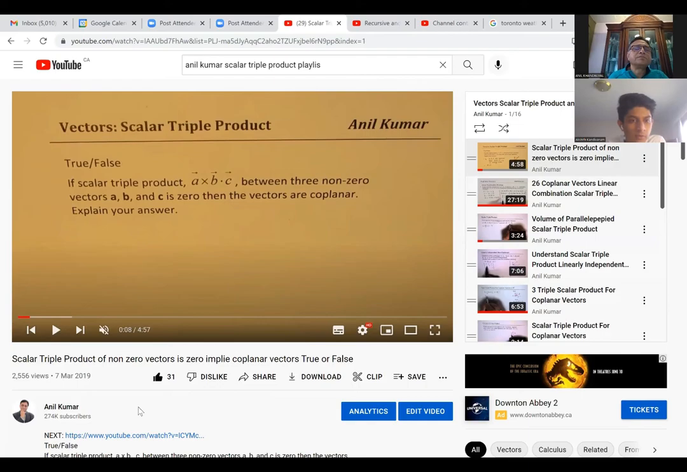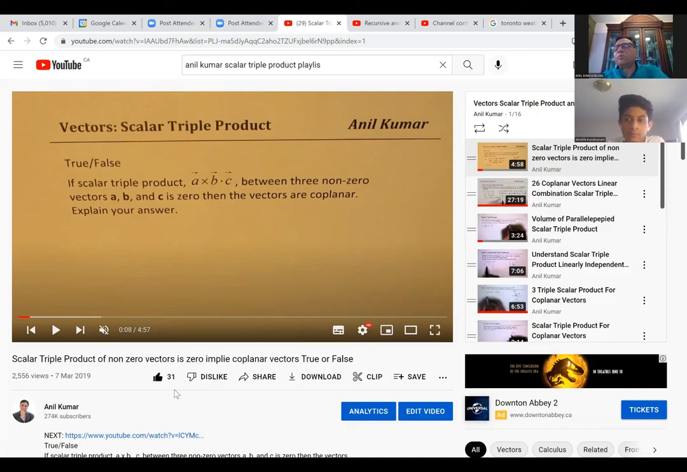Yes, sir. It's a true or false question: if the scalar triple product A cross B dot C between three non-zero vectors A, B, and C is 0, then the vectors are coplanar. Explain your answer. So, true or false? A cross B dot C. If I get the answer as 0, in that case we are saying the three vectors are coplanar.